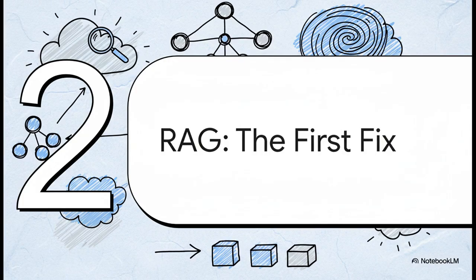So, developers came up with this really elegant solution. Instead of trying to cram every piece of new information into the AI model's head, they asked, what if we could just give it a library card? What if it could just look things up on the fly, right when it needs it? And that simple idea right there is the foundation of Retrieval-Augmented Generation.